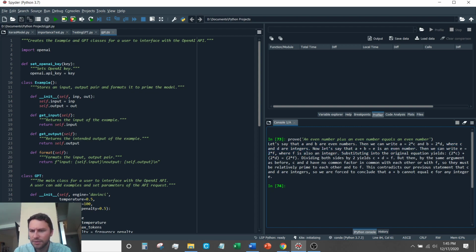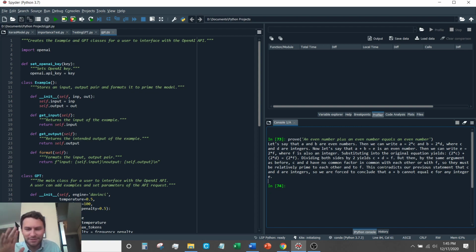Now let's say that A plus B equals E, which is an even number. Then we can write E equals 2F, where F is also an integer, substituting the original equation. 2C plus 2D equals 2F. Okay, dividing both sides by 2, C plus D equals F. Then by the same argument as before, C and D have no common factor with each other or with F. So they must be relatively prime to each other and to F. This contradicts our previous statement that C and D are integers.